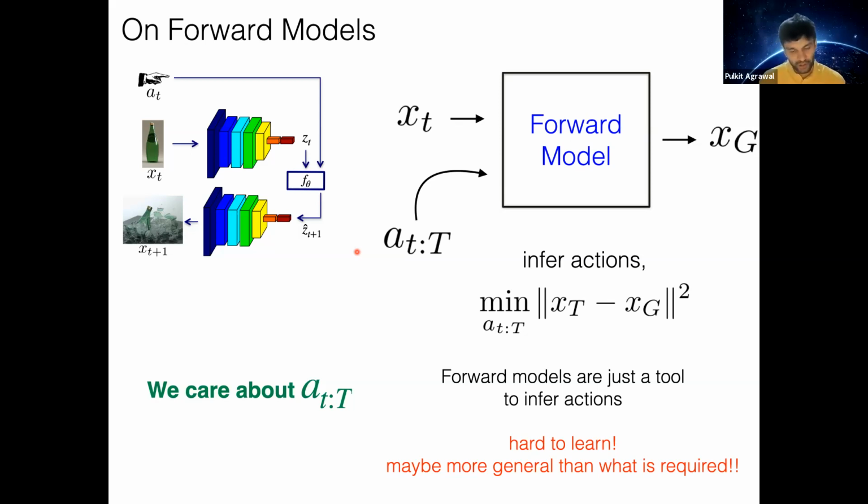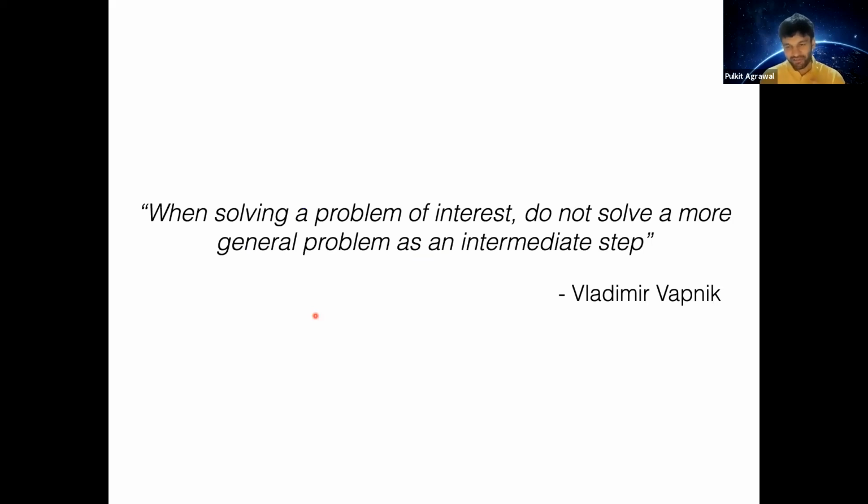This provides you with an alternate perspective. As was put by Vladimir Vapnik, who created SVMs or support vector machines, if you have heard that term, he says: when solving a problem of interest, do not solve a more general problem as an intermediate step. The point being, what we're interested in is inferring actions. Maybe we don't really need to solve the problem of forecasting how the world is going to evolve to infer the actions. So, what could we do?